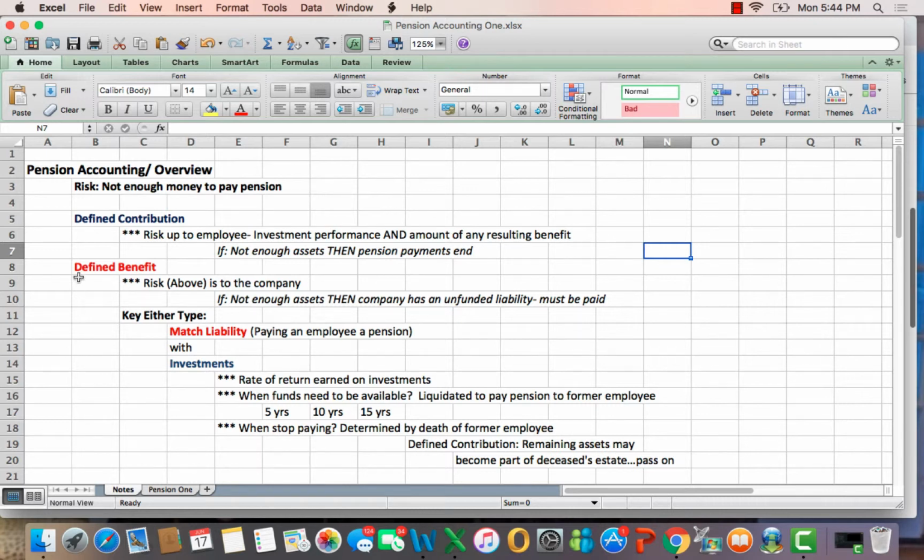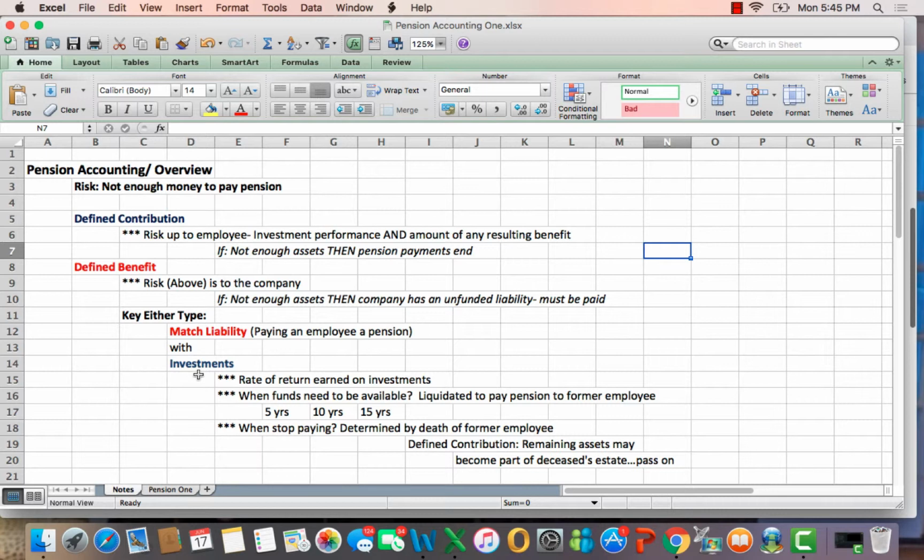Defined benefit, these are the plans that are going away. The risk that I explained above about investment performance is held by the company. If there's not enough assets in the plan, the company has an unfunded liability, and that liability must be paid by the company, which brings us to the accounting questions that are on the CPA exam. Whichever plan you choose, this is about matching the liability, being that you have to pay an employee a pension, with the investments that you have generating a return on dollars in the bucket, if you will, the bucket being the dollars available to pay pensions that are invested.